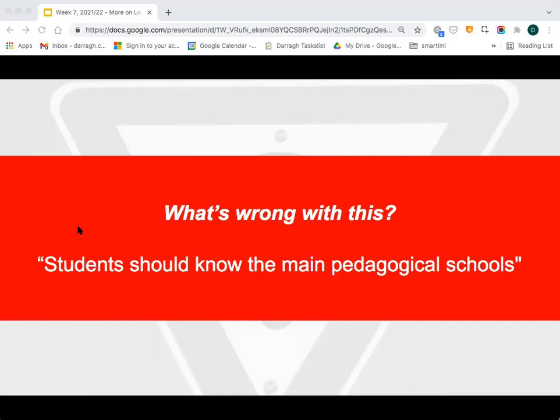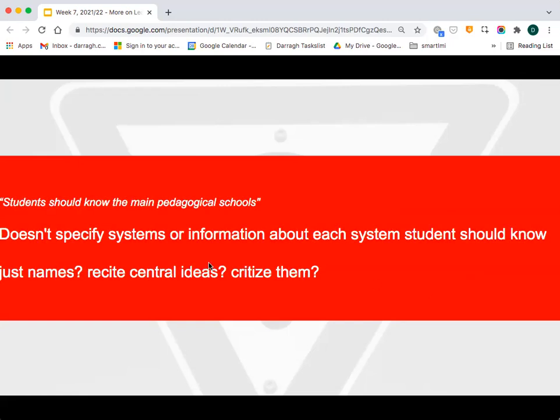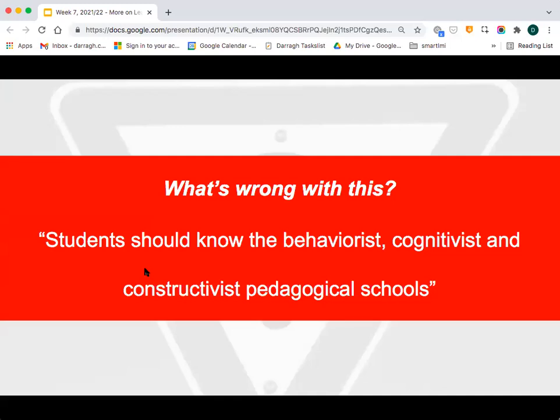If we were to look at this as a learning outcome, students should know the main pedagogical schools. It doesn't really specify systems or information about the system. Students should know, there's not very much information. They should know the main pedagogical schools. So what does that mean? Is that just name them, recite ideas, criticize them, and so on and so forth?